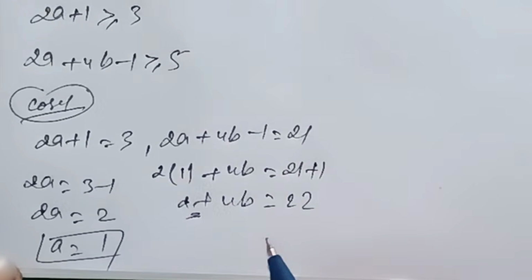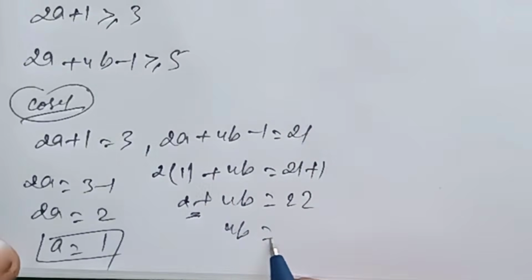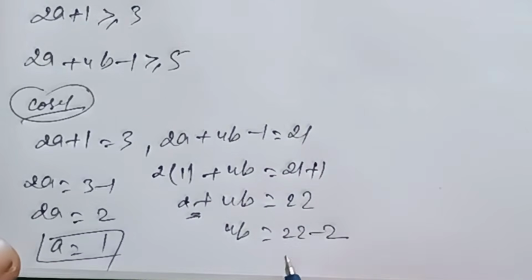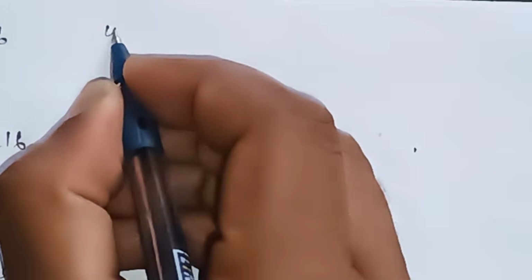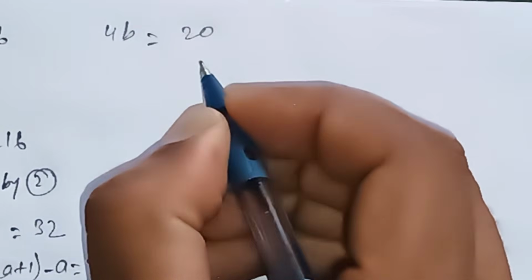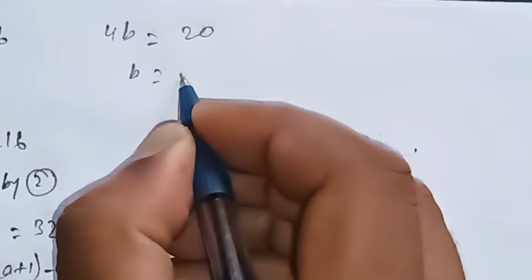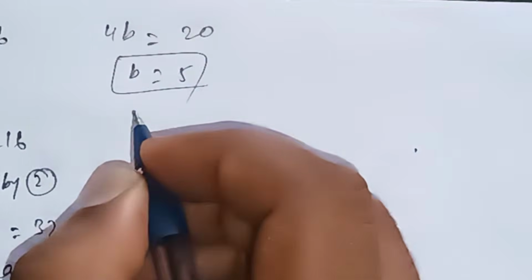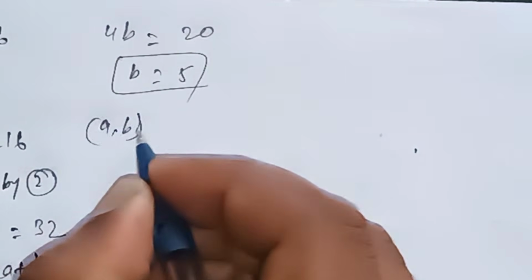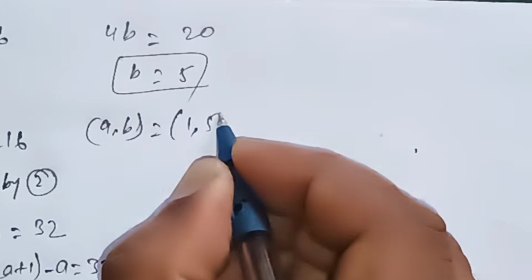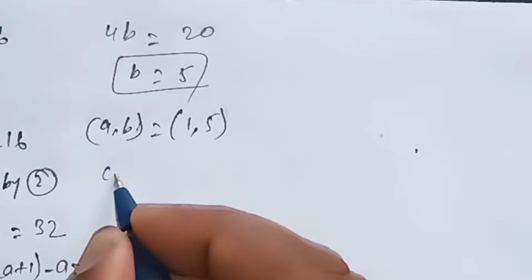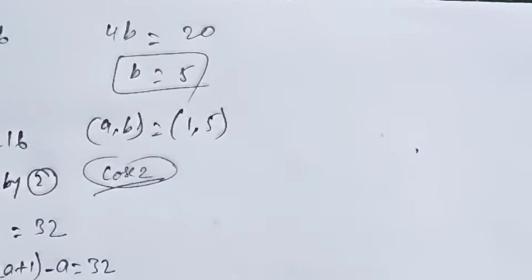These 2 come to this side. 4b is equal to 22 minus 2. 4b is equal to 20. Therefore b is equal to 5. Therefore the a, b value is: a value 1, b value 5.